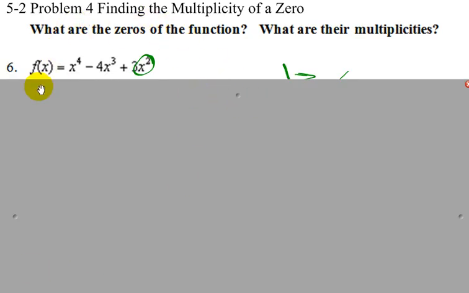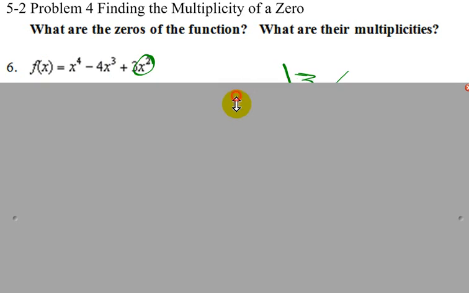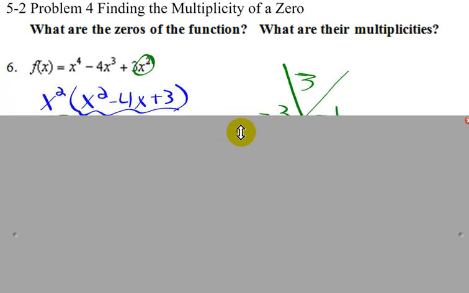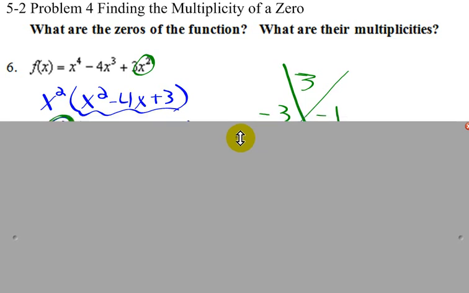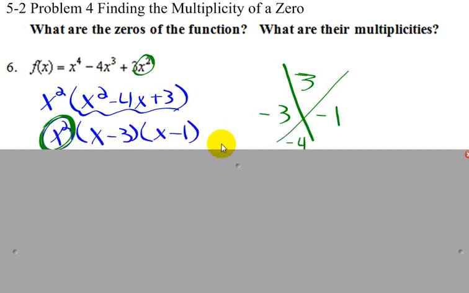Number 6. This is what are the zeros of the function and what are their multiplicities. So again, it's more of the same. And notice that they all share an x squared. So you can take that out first. And when you do, you're left with x squared minus 4x plus 3. Well, can you find two factors of 3 that add to -4? Well, yes, -3 and -1. So create that, add that onto your equation. So we now have x squared times x minus 3 times x minus 1.